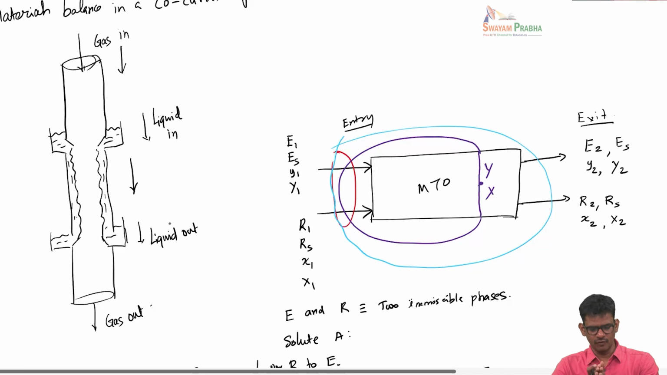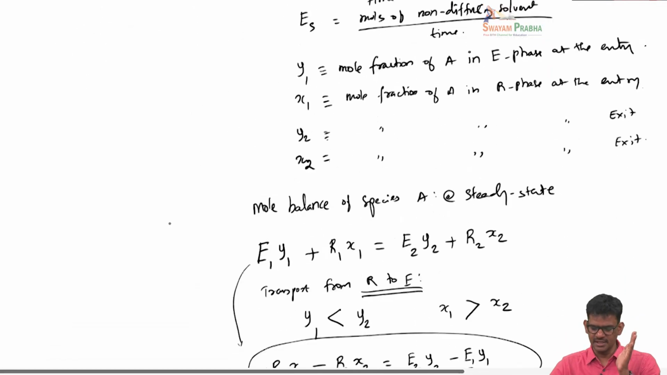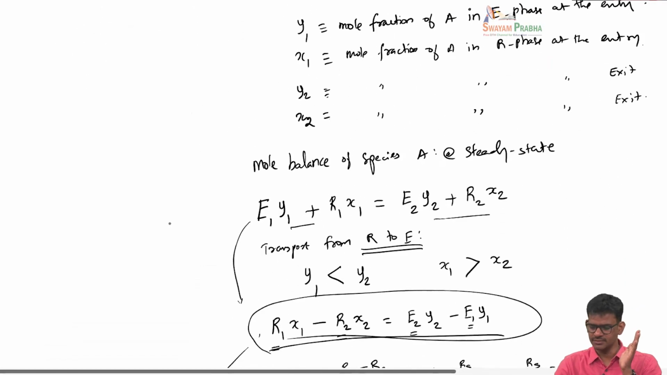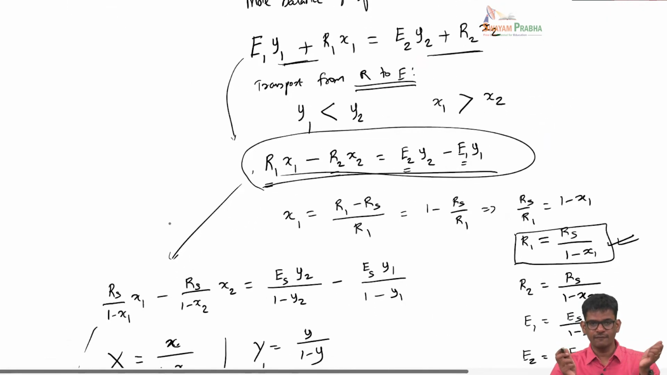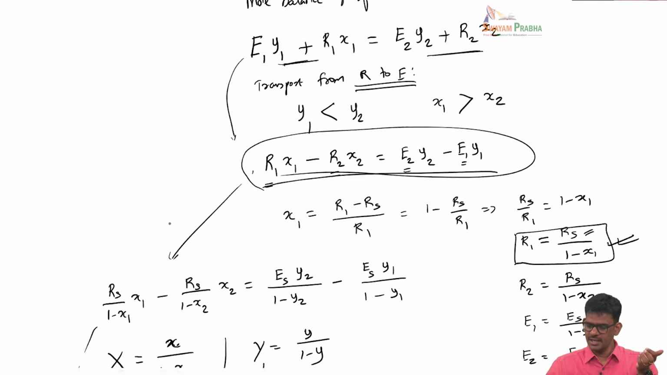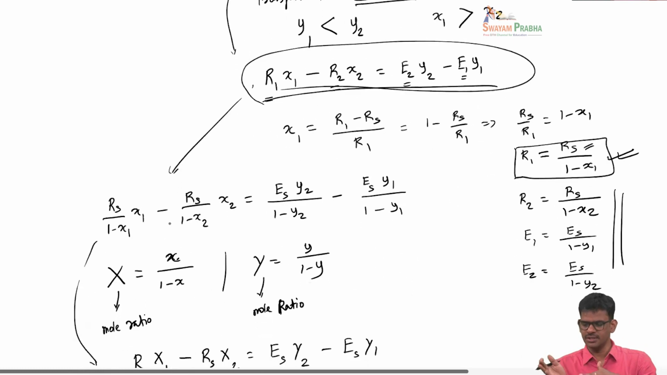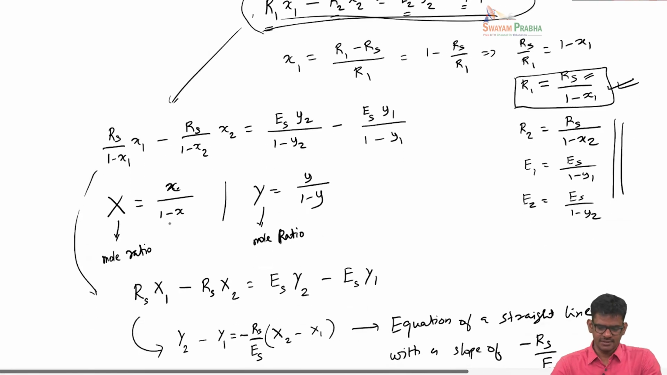Okay, in the co-current flow, we are trying to write a mass balance equation, and the mass balance equation is very simple. It's basically how much mass is going in and how much mass is coming out. Only change we need to do here is we are going to replace the molar flow rates R1, R2, E1, E2 in terms of the solute free molar flow rate, which is the solvent flow rate, that is Rs and Es. So these are the set of equations that relate the molar flow rates to the solvent molar flow rates.